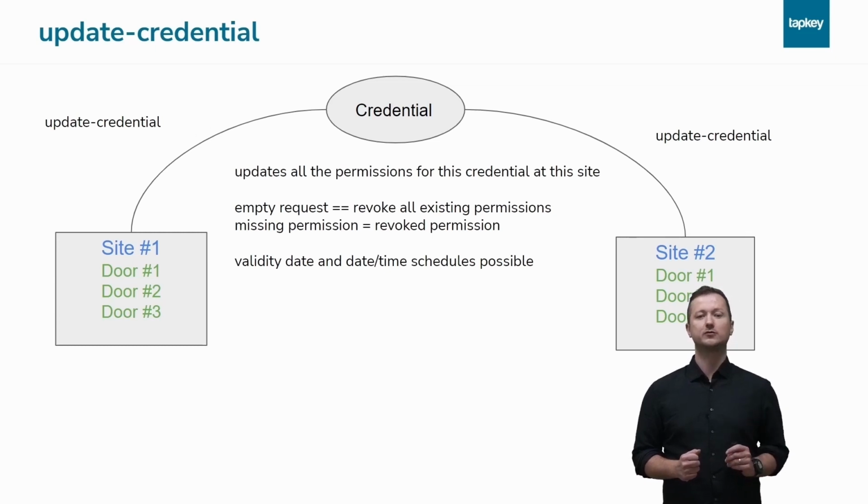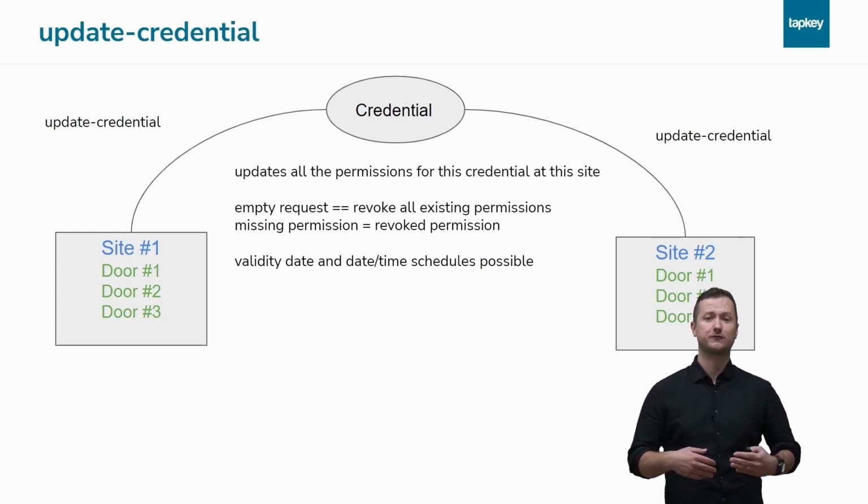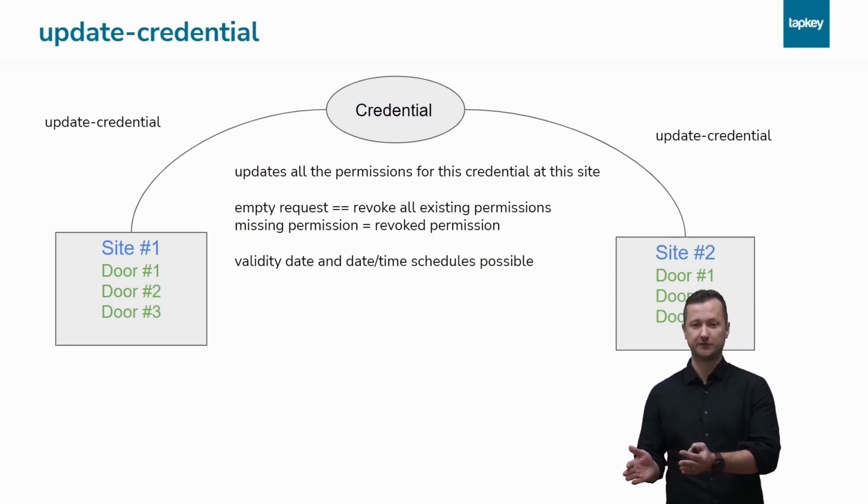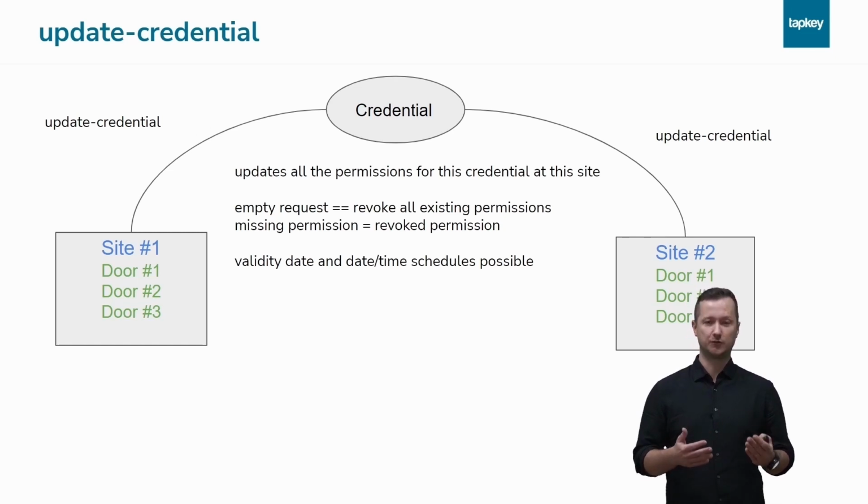It is important to understand that the input parameters define all the access permissions for a certain site. This means that if you make an update credential request for one log, and later you make an update credential request for another log within the same site, this will also override the grants for the first log. Both of these logs need to be covered in a single request.